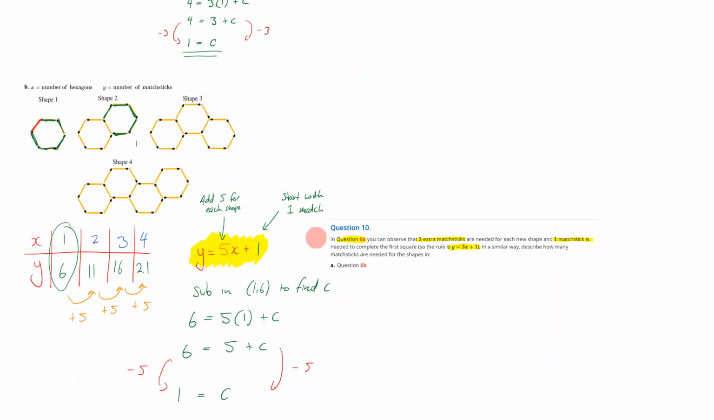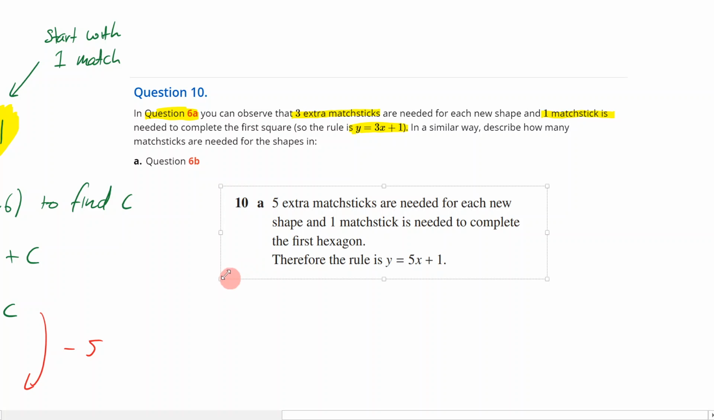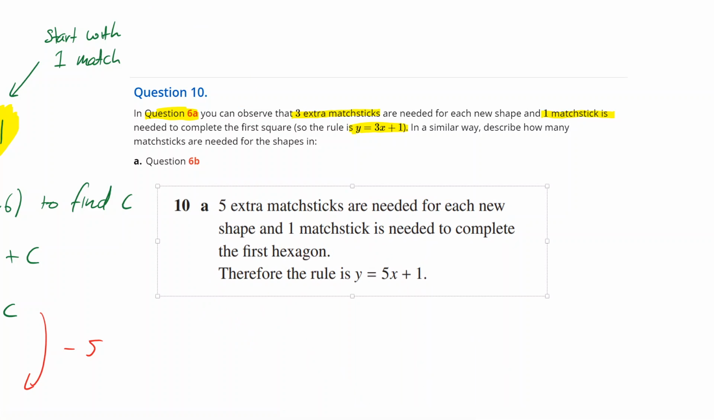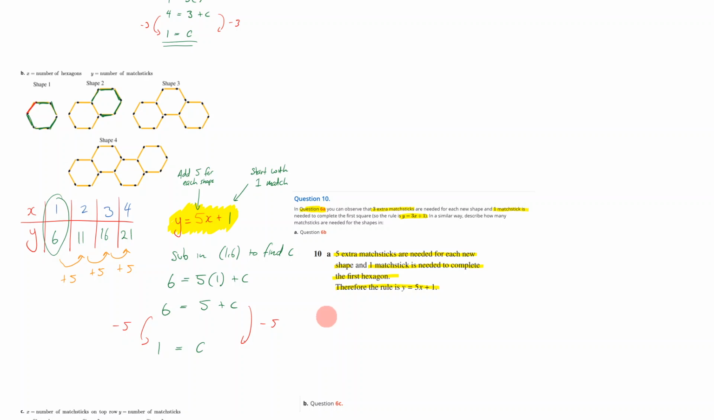So your answer to this one is, now I've just copied it straight from the back because I didn't want to write all this out. That would take me forever. 5 extra matchsticks are needed for each new shape. And that's what we said. And 1 matchstick is needed to complete the first hexagon. Therefore, the rule is y equals 5x plus 1. And that's the thinking behind it. So it's really just getting you to write in words what the rule is saying to us.